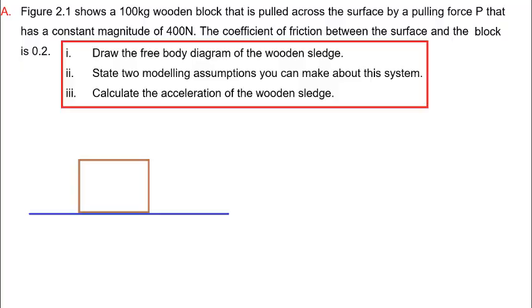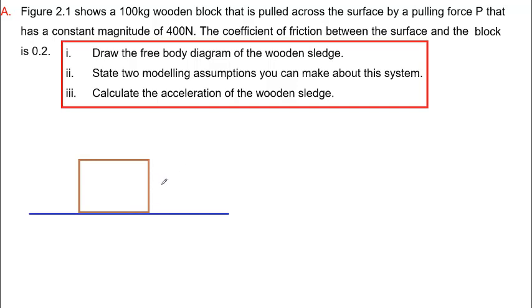In problem A, we have a block of mass 100 kilograms being pulled across a surface by a pulling force P with a magnitude of 400 newtons. We're also given the coefficient of friction between the block and the surface.